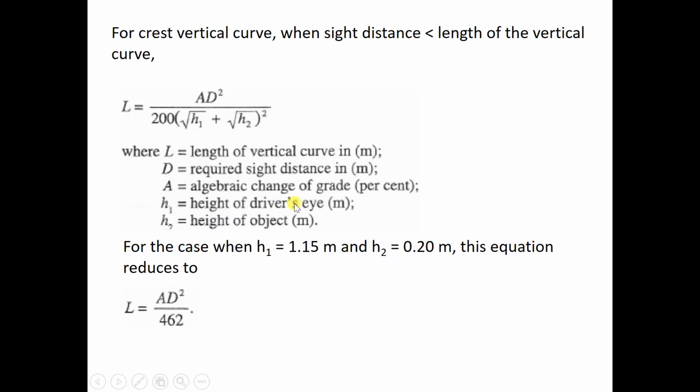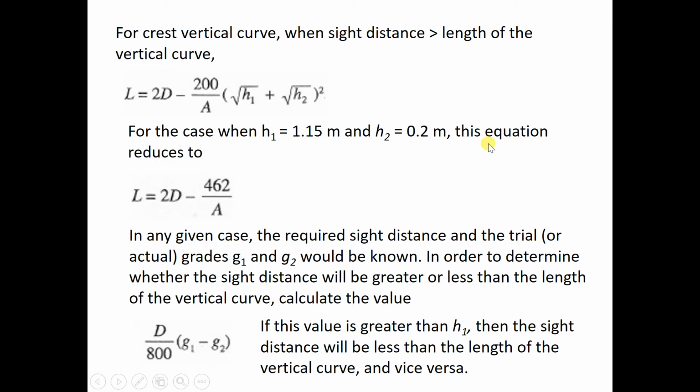For this case, we said that the object on the ground is 0.2. Then this expression reduces to L equals A D squared divided by 2462. This is when the stopping sight distance is less than the length of the vertical curve.